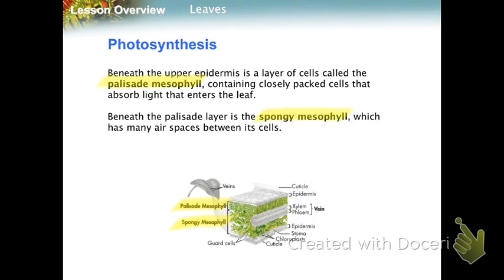I don't know how well you can see this, but the palisade mesophyll is made up of cells that are tightly packed next to one another. They look like columns. A palisade in architecture is a walkway that's lined with columns. And so the palisade mesophyll reflects that. Then if you look down below at the spongy mesophyll, you can see that there are air pockets, just like you'd see in a sponge.